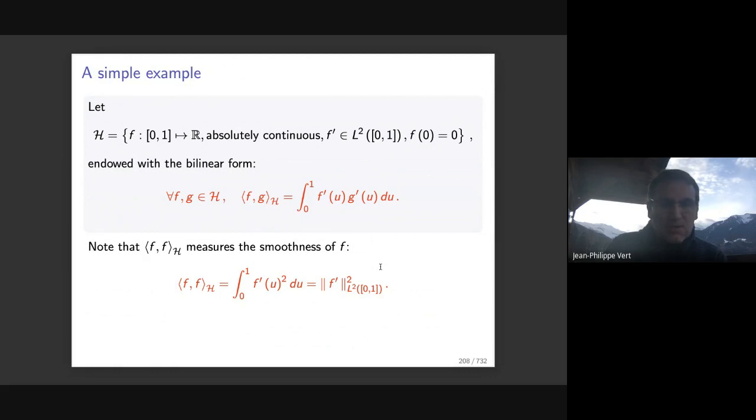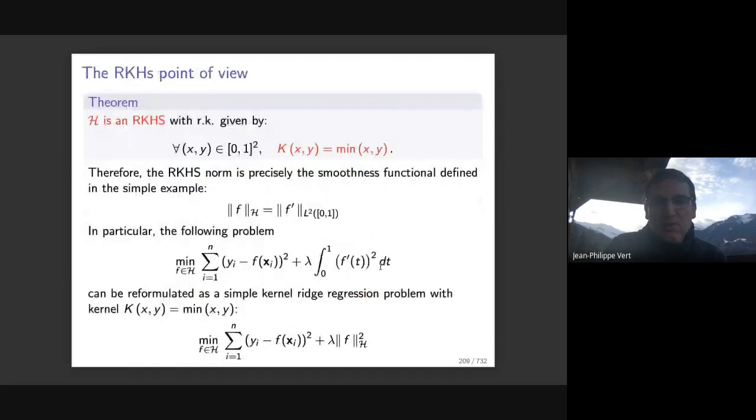OK, so you see that here it sounds a bit, I said magical before, it's just that it's not very clear why the min function would be related to that space. So before proving that, let's see what the consequences of this fact are. Well, one consequence is that now we have the equivalence between one RKHS norm and one particular norm, which is the L2 norm of f prime.